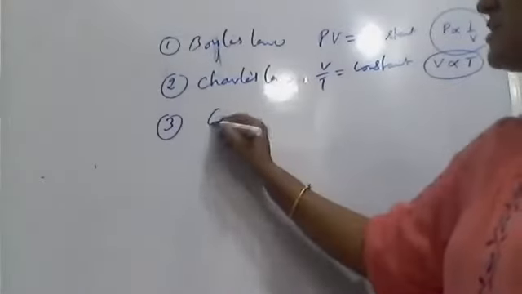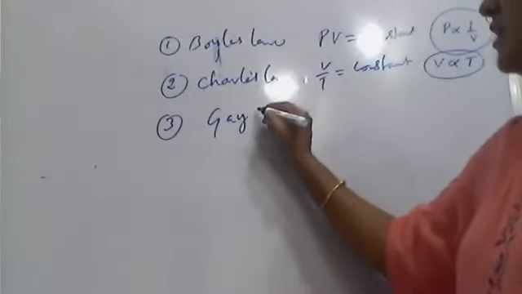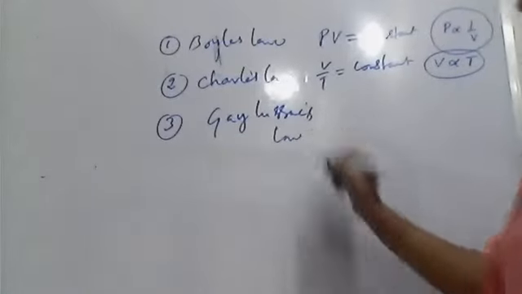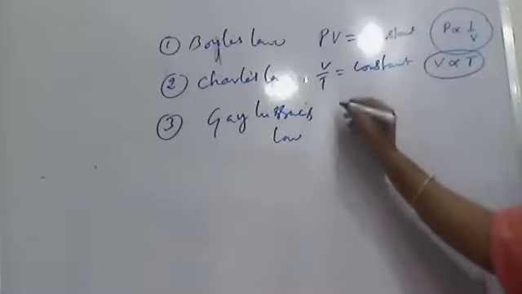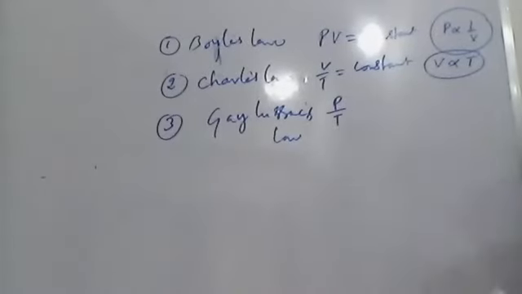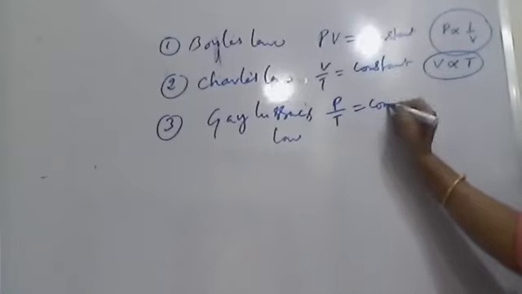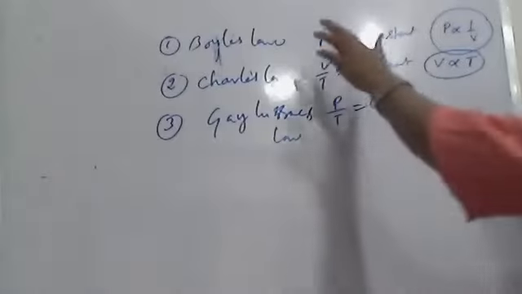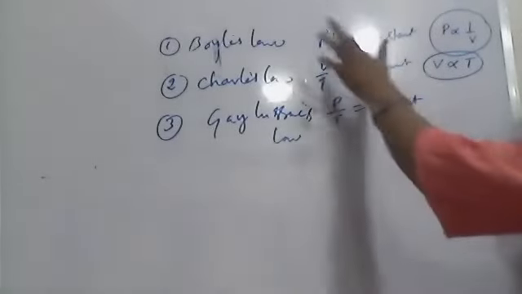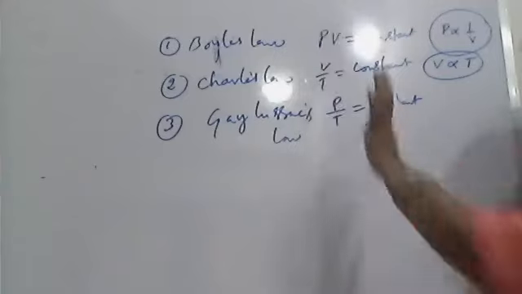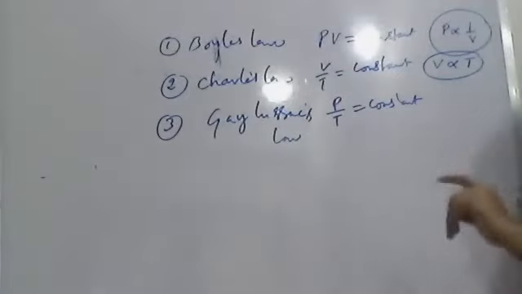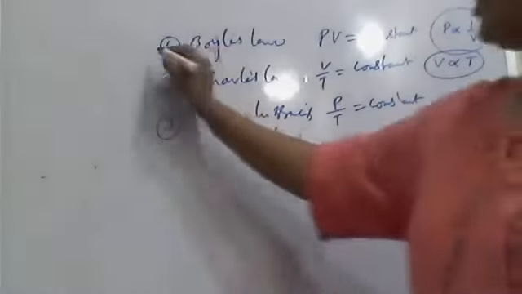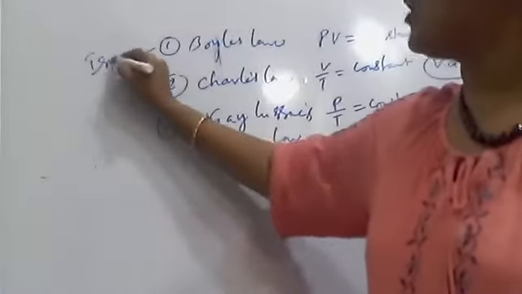Then take one more gas law, that is Gay-Lussac's law. According to this, pressure by temperature, P by T, is constant. In Boyle's law, out of the four measurable properties, pressure and volume are related, and temperature and mass are kept constant. So Boyle's law is an isothermal process.